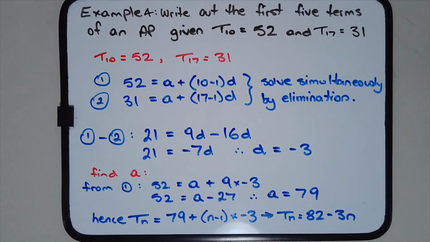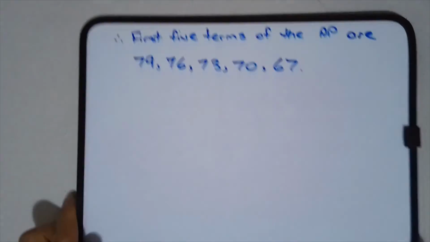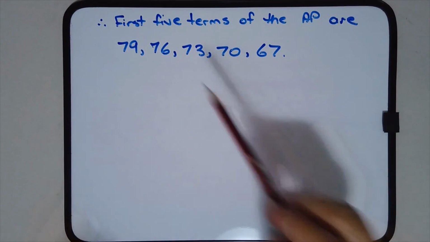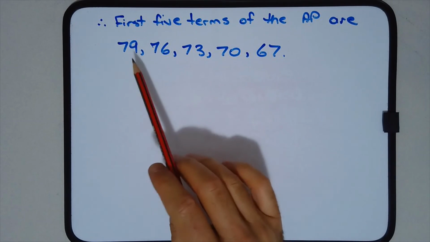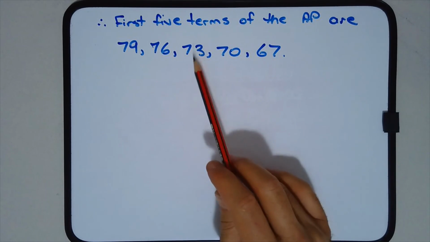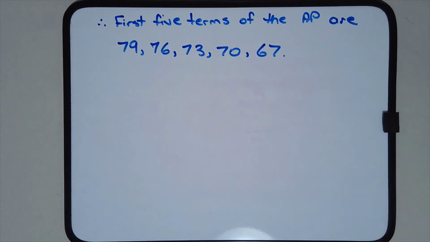So now we can form an equation for the nth term of this particular AP. So Tn equals 79 plus n minus 1 times negative 3. Expanding the brackets and collecting like terms, we have Tn equals 82 minus 3n. Now we can write the first 5 terms of this particular AP. So the first 5 terms of the AP are 79, 76, 73, 70, and 67.